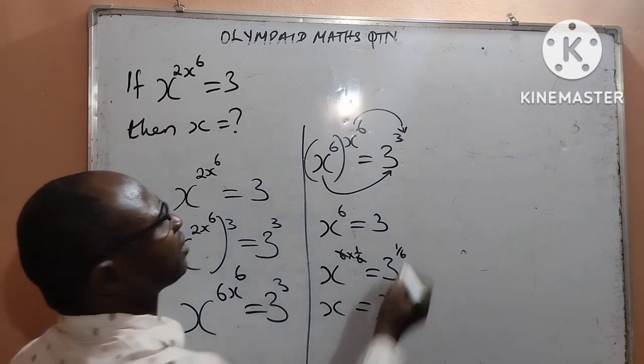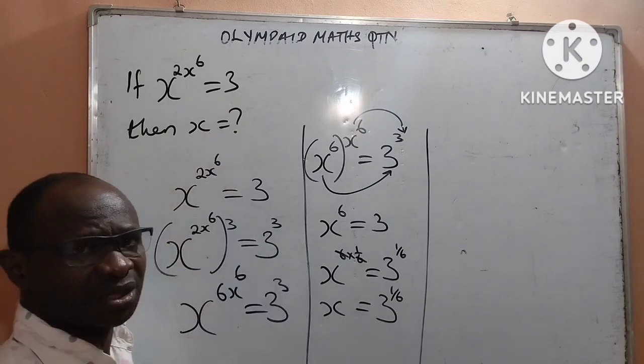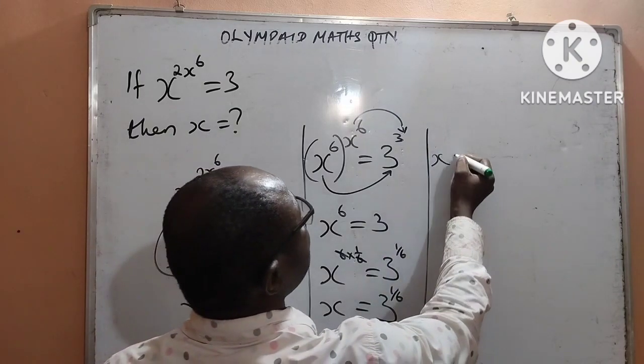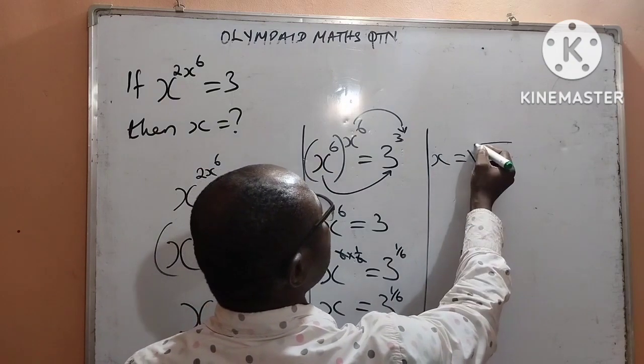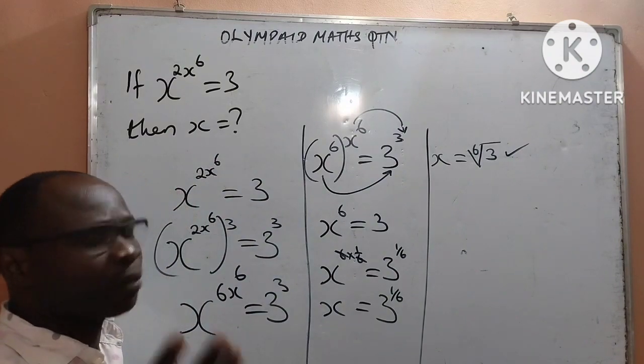You can see it is a quick one. We have actually gotten the value of x as required by the question. You can also write it as x equal to the 6th root of 3. Final answer.